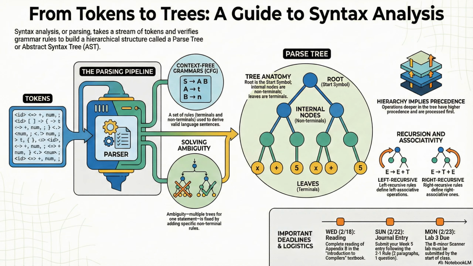And don't forget the Sunday routine, February 22nd, journal entry. The 2-1 rule still applies. 2 paragraphs, 1 quiz question. Keep that reflection habit going. It really helps solidify what you've learned.